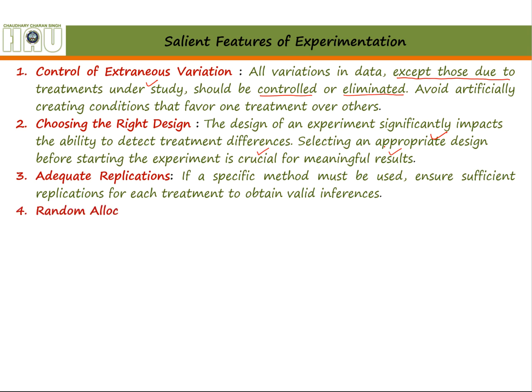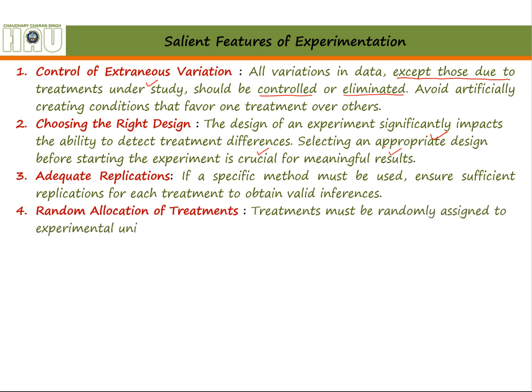And the fourth one is random allocation of treatment. You should apply the treatment at random to the various experimental plots without favoring or disfavoring any treatment. So treatments must be randomly assigned to experimental units, and you should not be biased towards a particular treatment. If you are biased, then you can't get valid results. So an unbiased method of allocating treatments to the experimental units is very important.